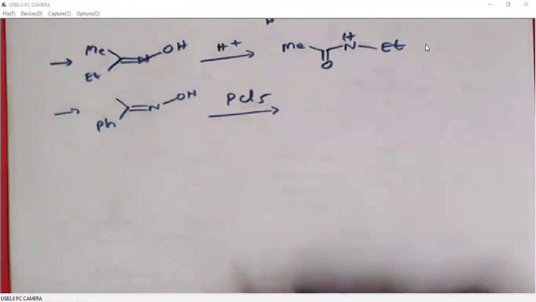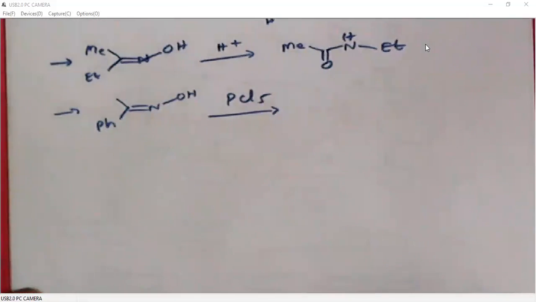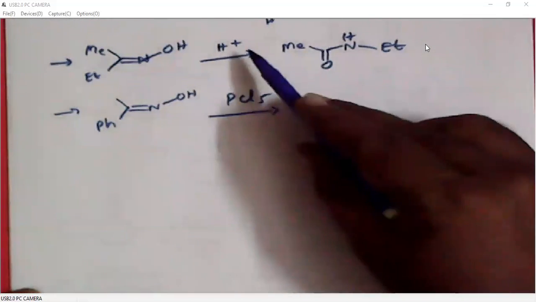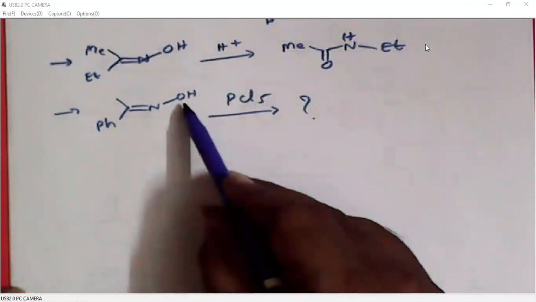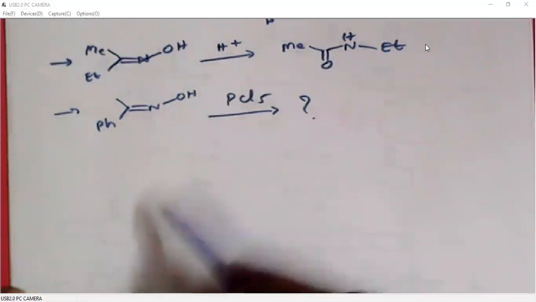We can also use phosphorus pentachloride instead of acidic conditions to make this OH group a leaving group. You write the product.